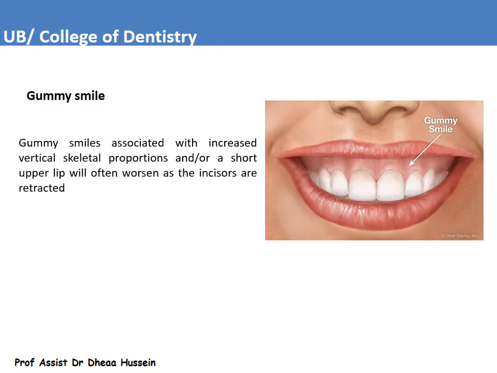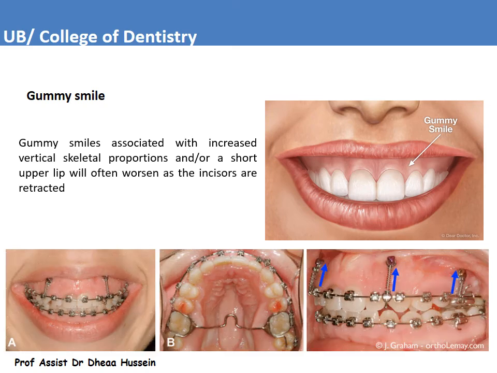Well, gummy smile is basically associated with increased vertical skeletal proportion, especially of the anterior maxilla, and or with a short lip or sometimes a hyperactive upper lip. The prevalence of gummy smile in our country is high and especially associated with Class 2 cases. As for the treatment, there are lots of lines of treatment. However, the most commonly used now is temporary anchorage devices with titanium springs or sometimes elastic thread.